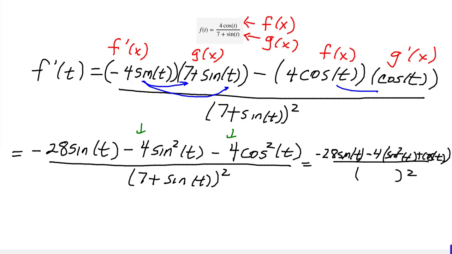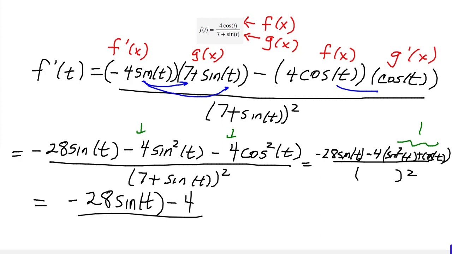And so from here I can see that that piece equals 1, and thus I get my final answer, which is negative 28 sine t minus 4 all over the bottom squared. And that's it.